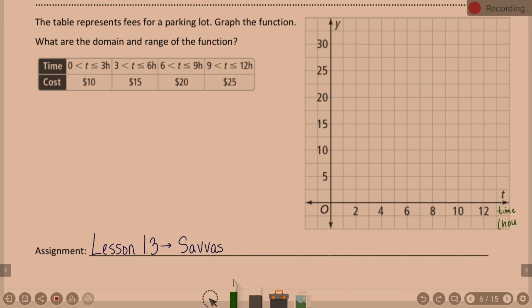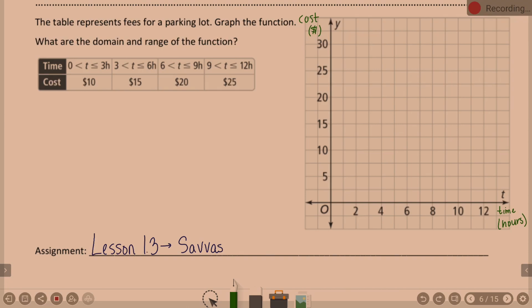What does that mean? My y-axis is going to be my cost, and that cost is in terms of dollars. Okay, look at that first piece. Think about how we're going to graph this.